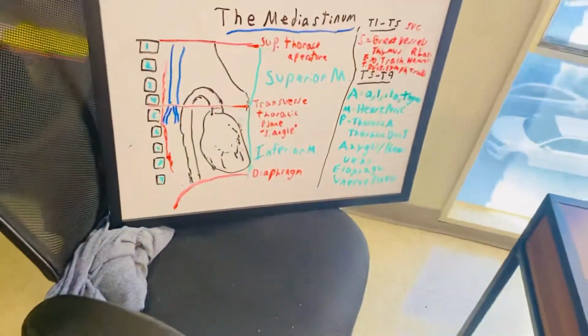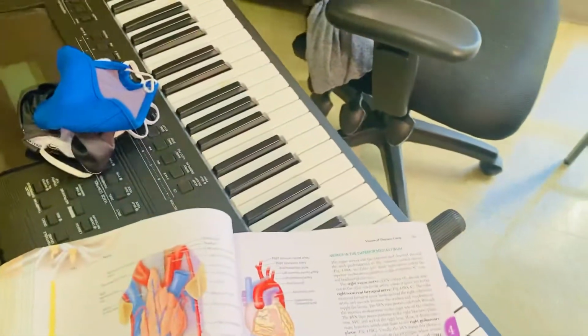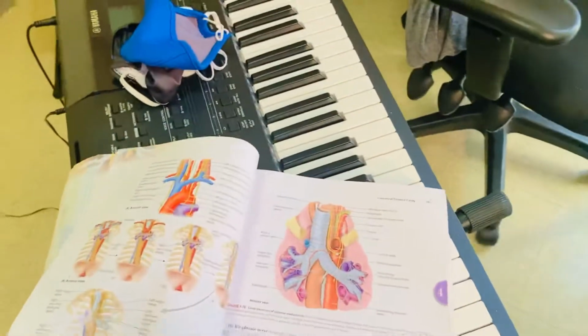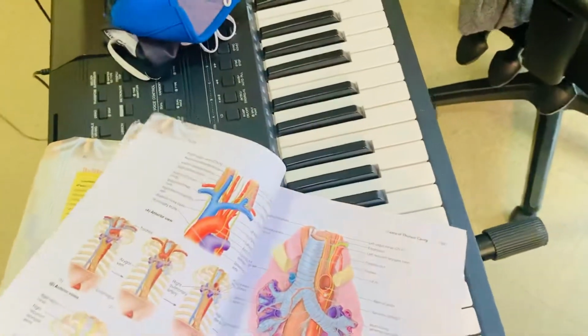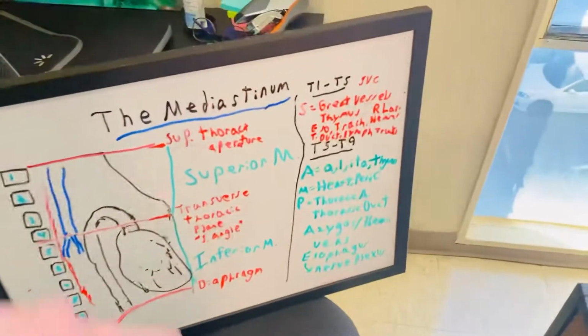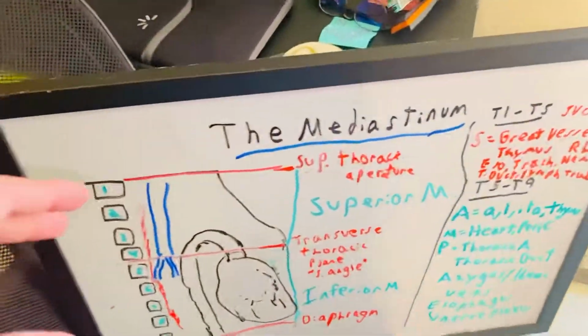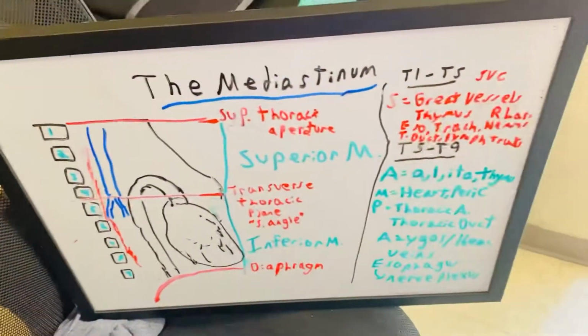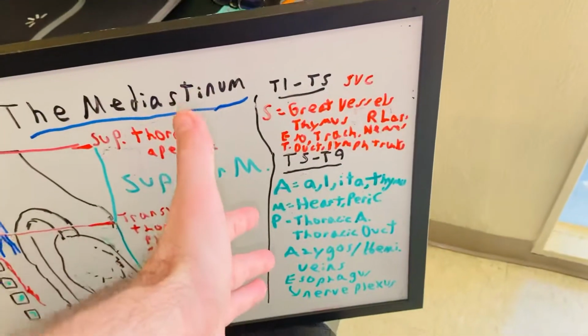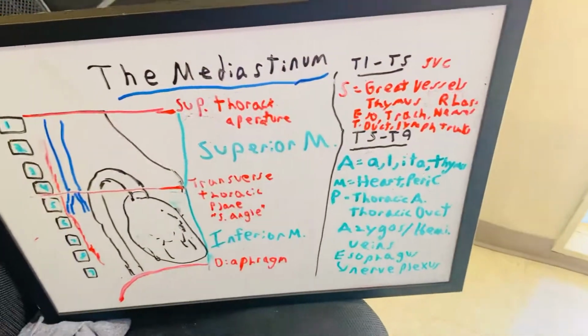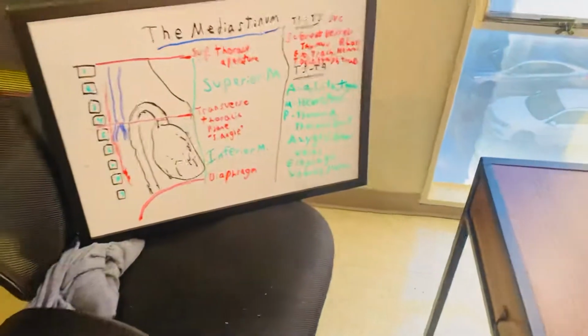I'm sure they have a picture somewhere of that. Anyways, if we wanted to know the structures behind our right atrium, we'll just look at the structures in the posterior portion here, and that is what we're going to have.